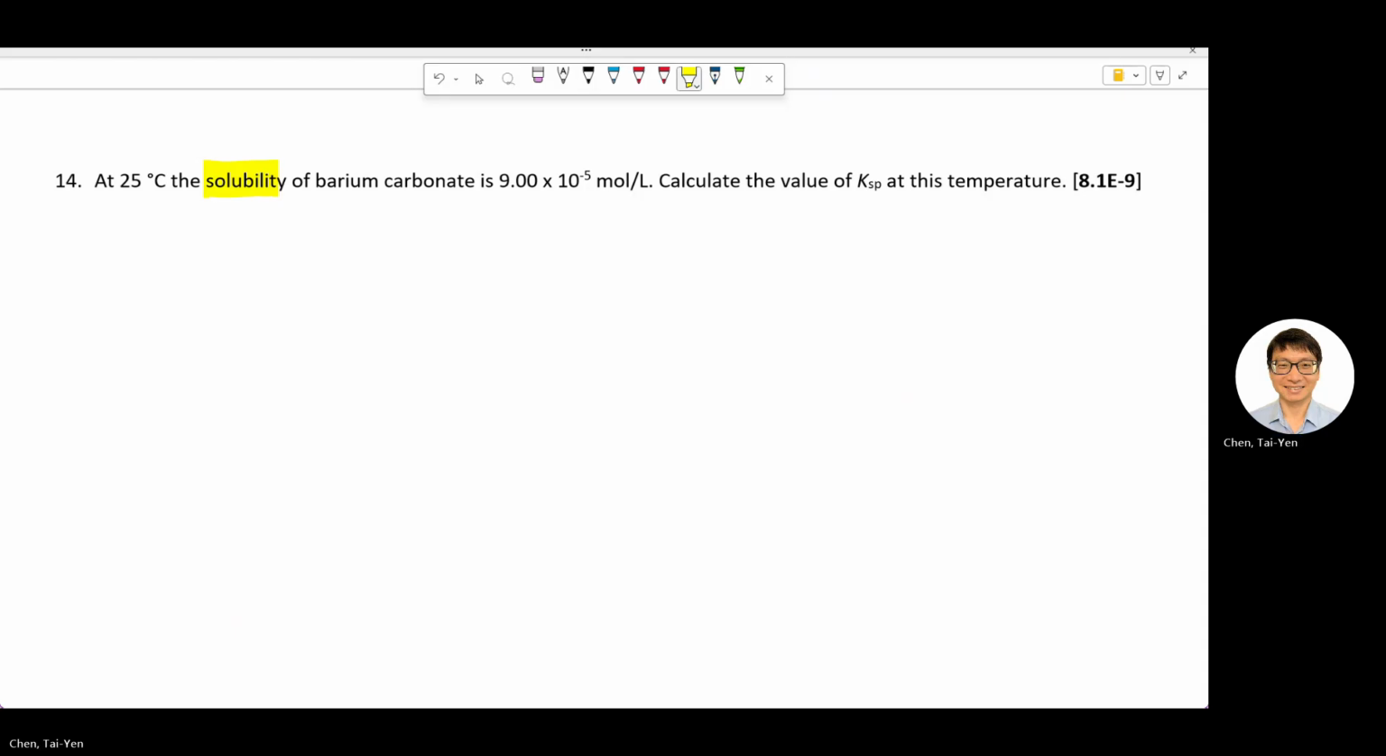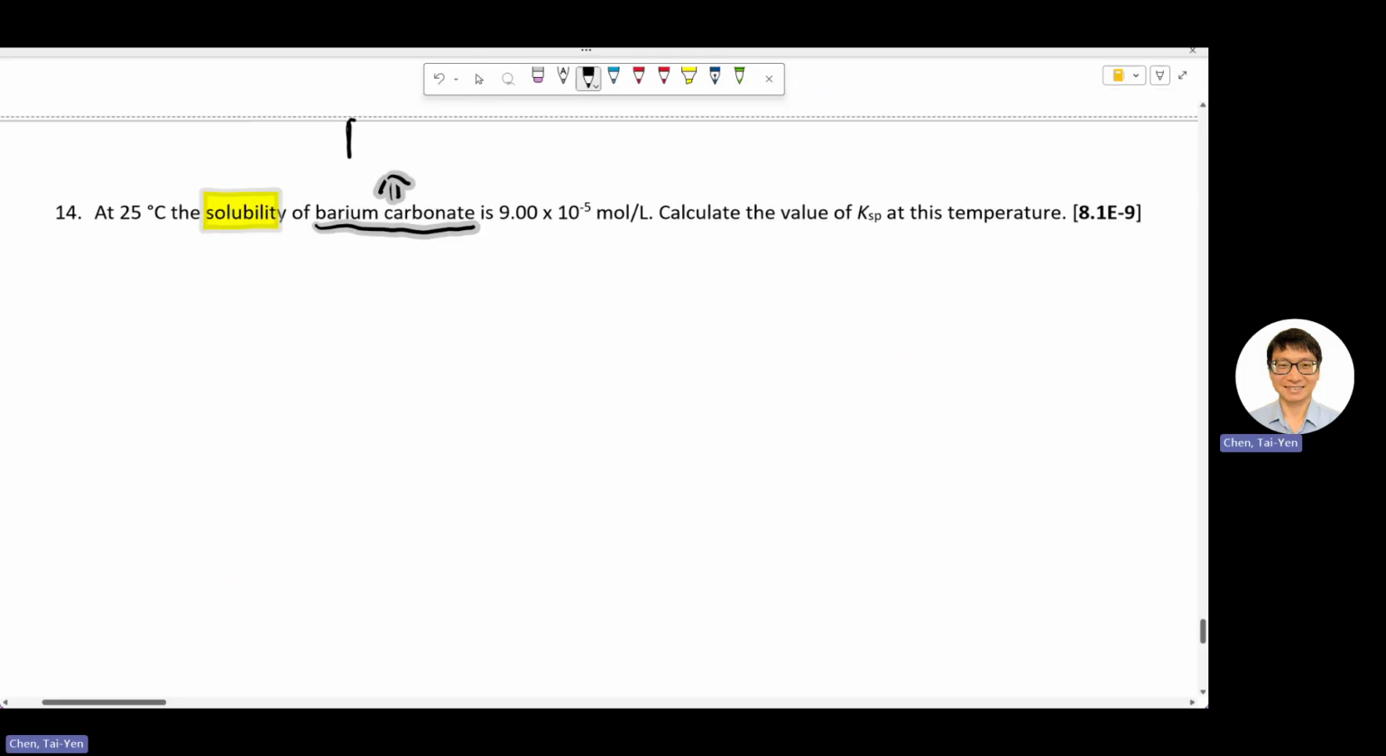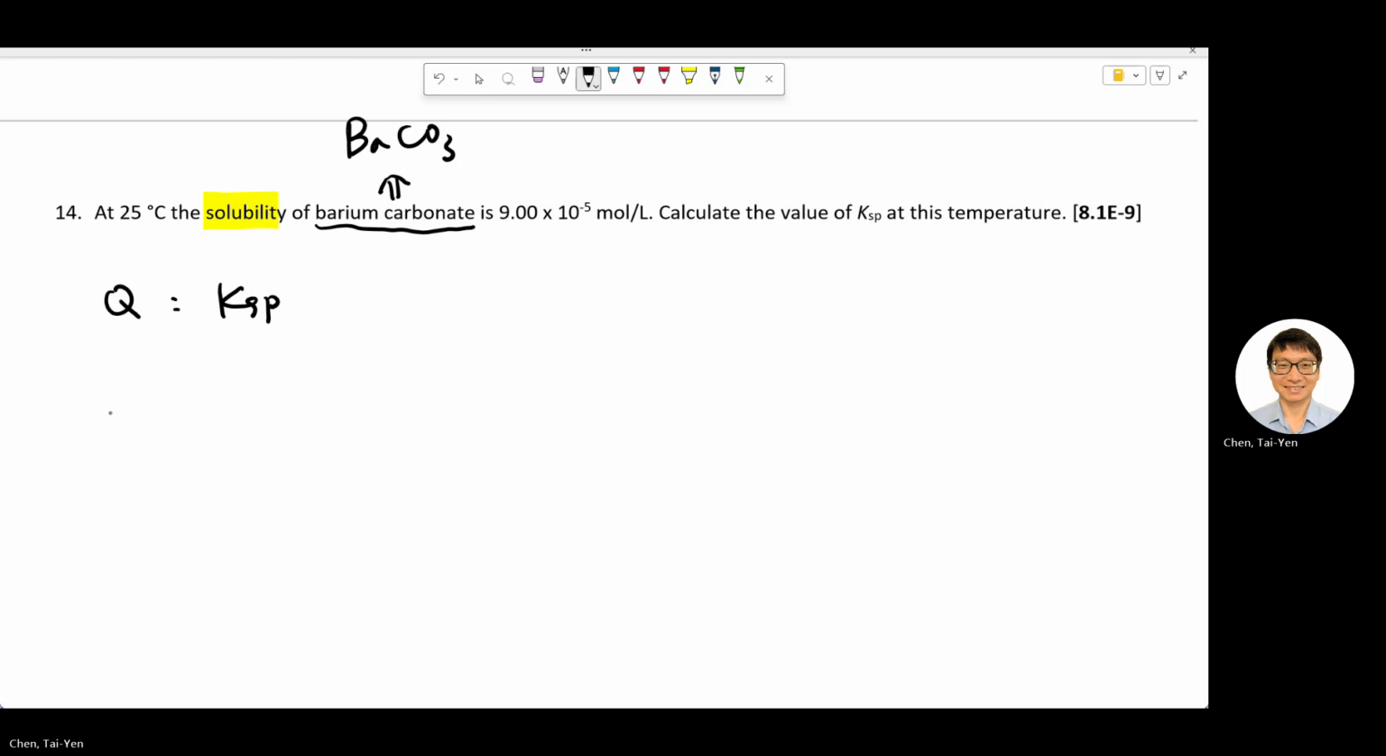I think right now they give you the chemical formula, so it will be BaCO3. They want you to calculate KSP of this, right? So the question is actually to calculate your KSP.